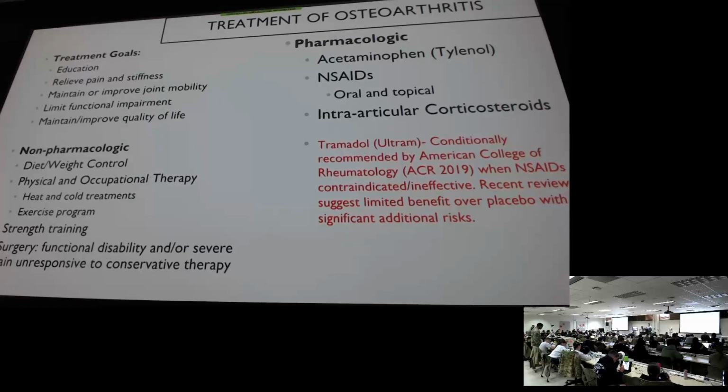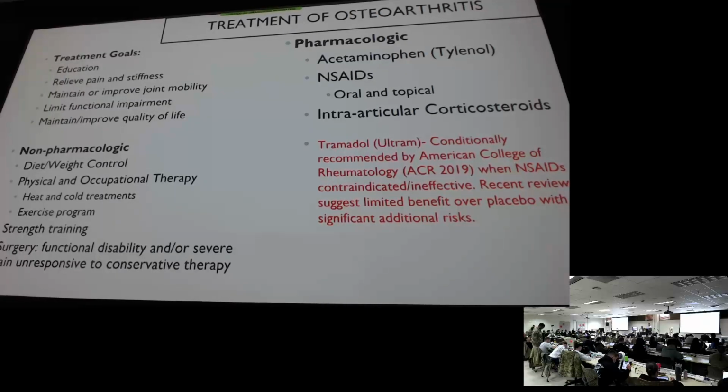Weight loss is going to help weight-bearing joints. Exercise, PT, OT, because exercise is hugely important to strengthen the muscles surrounding that joint. And then for pharmacological therapy, as we mentioned, it's going to be aimed at pain relief only. We cannot modify disease progression. There's not a medication to slow down the joint destruction from wear and tear in OA.